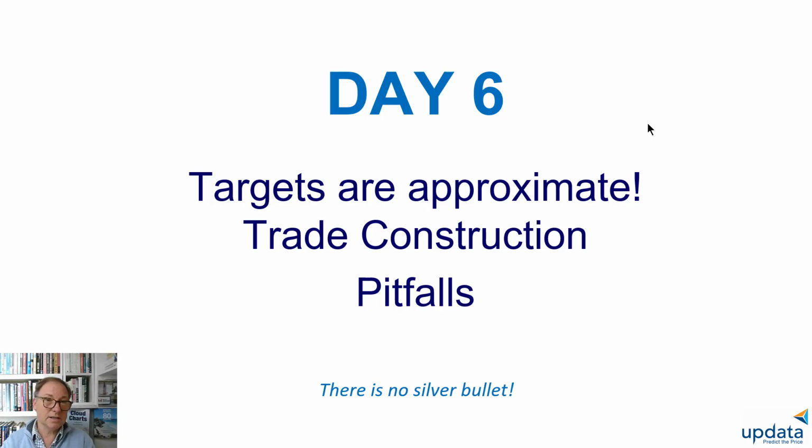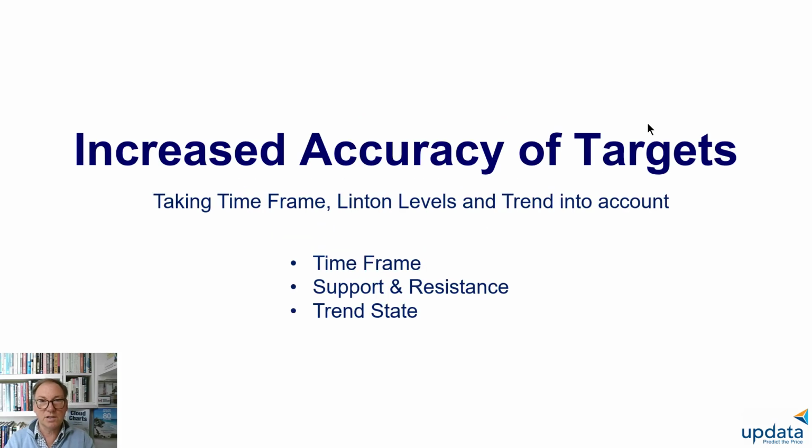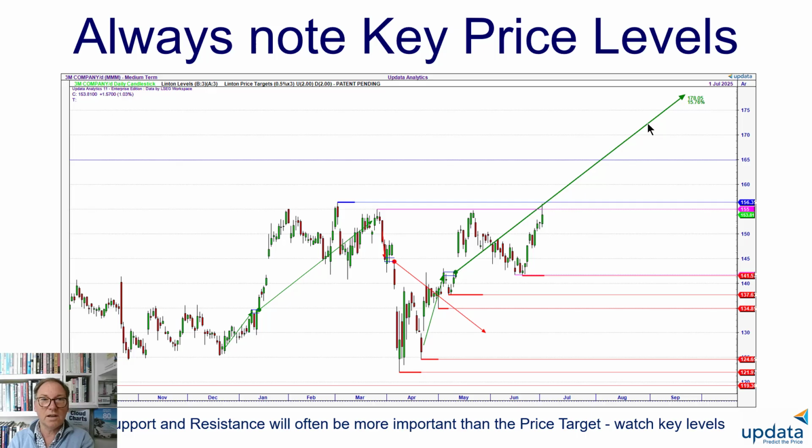So lesson 6, targets are approximate. We'll think about trade construction, and we'll think about some of the pitfalls here. There is no silver bullet. To increase the accuracy of targets, we think about the time frame, we think about the price levels, and we think about the trend. So time frame, support and resistance, and trend state, those are all really key.